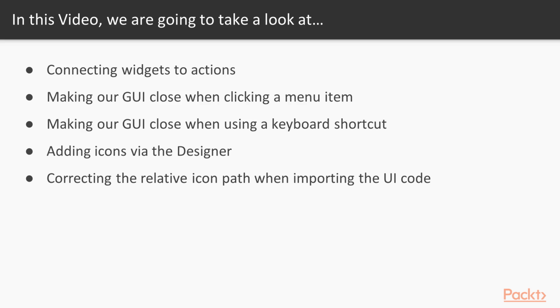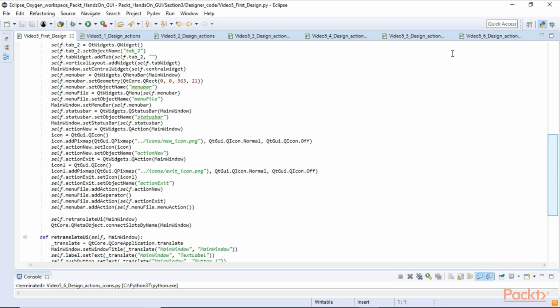We will add some icons via the designer tool. And after importing the UI generated Python code, we will correct the relative paths to the icons. So far, we have created a GUI using the designer, but our widgets don't do much yet. So now we will connect them to actions.